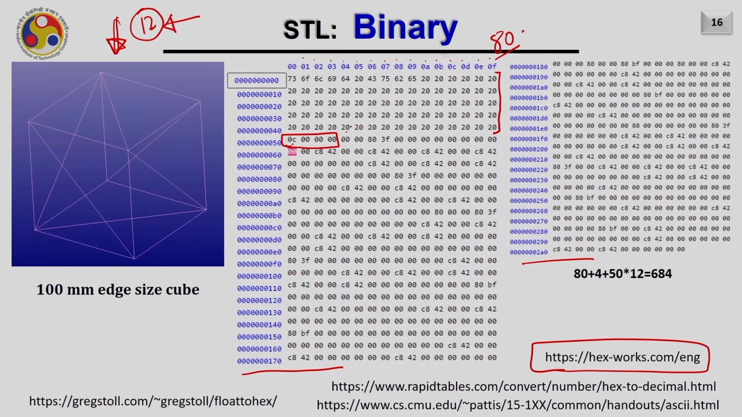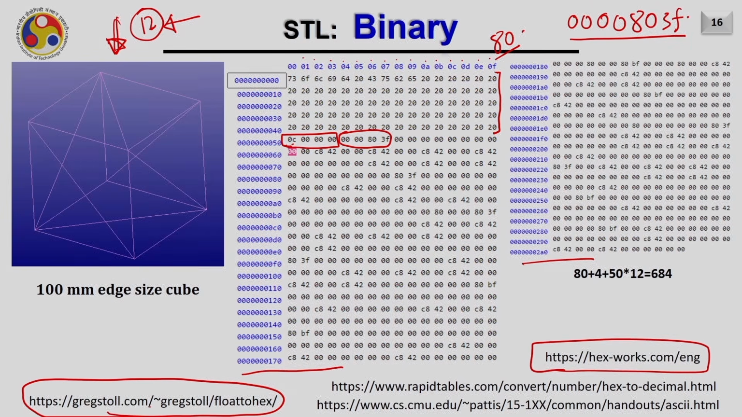Then the data related to the facet normal starts. The first 4 bytes are showing nothing but your facet normal. This is 0000803F. This is a hexadecimal representation of a float number. You can convert this to decimal by utilizing this particular link. So, you go to this link, copy paste this hexadecimal data, and you can see the value of this data in decimal form.